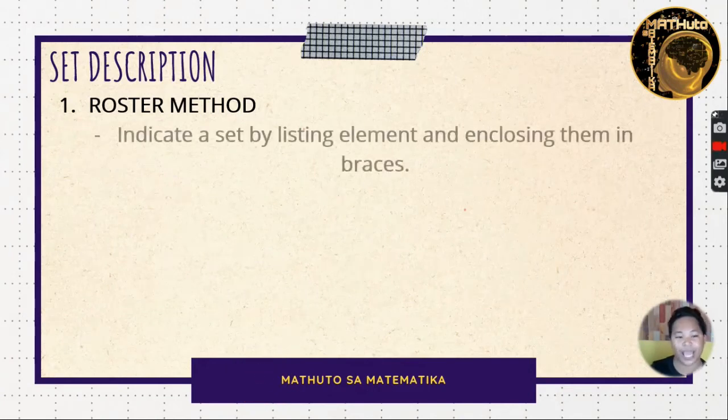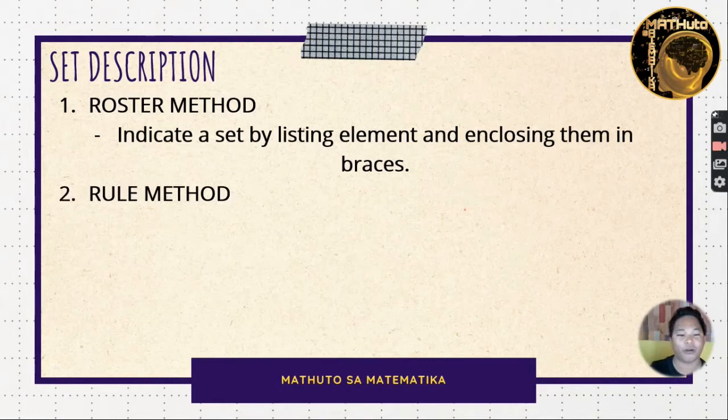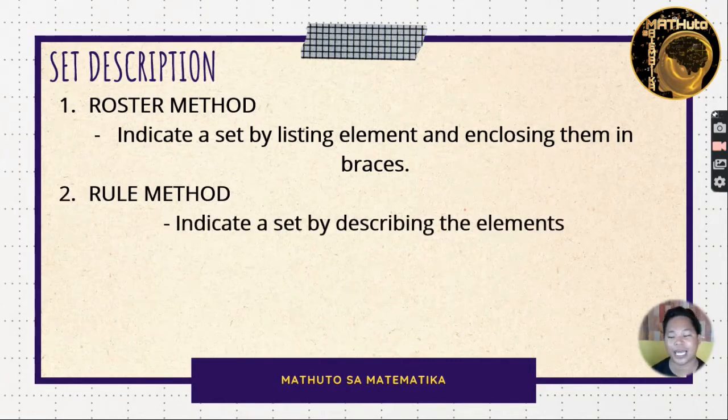We have two ways on how we are describing a set po. We have the roster method and we have the rule method. So, pag sinabi po natin roster method, this is a method in which we indicate a set by listing the elements and enclosing them in braces. So, we enumerate all the elements that belong to the set. And we have the rule method. We indicate a set by describing the elements.